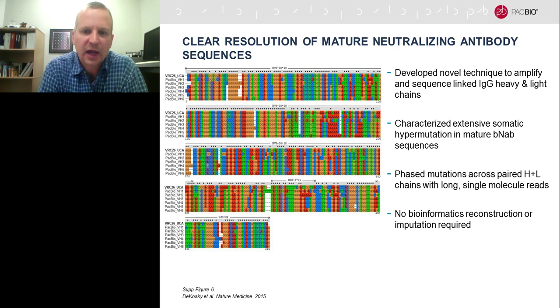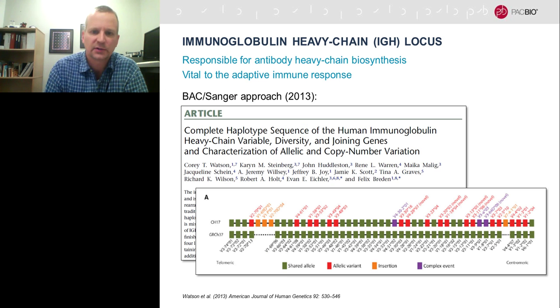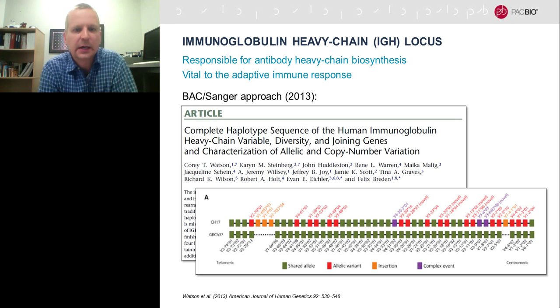This was a paper by Brendan Dukowski and other colleagues, Denny Duick at the NIH, looking at the linking of heavy and light chains. Because of the long reads from PacBio sequencing, you can directly amplify and sequence the linked heavy and light chains. They identified extensive somatic hypermutations and rearrangements in these neutralizing antibodies that can now be phased across the heavy and light chains in single molecule reads.